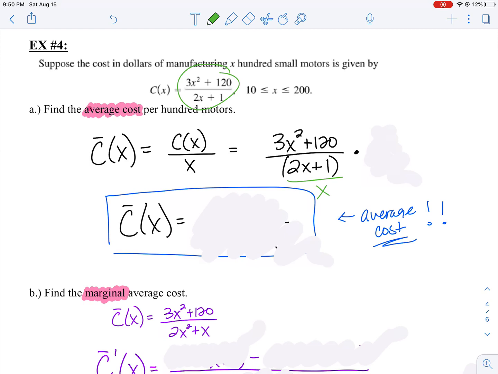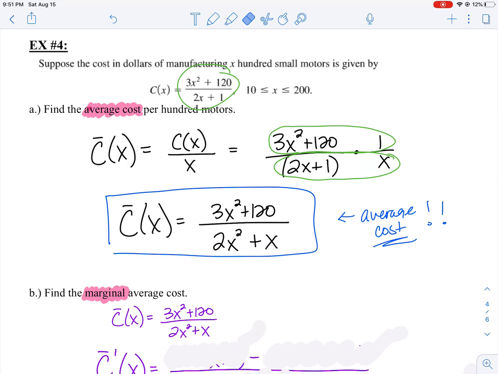But if you look at that, I don't really like it because it's a triple layer fraction. So instead of dividing by x, couldn't I really multiply by the reciprocal, 1 over x? What that would allow me to do is put my numerators with my numerators and my denominators with my denominators into one nice fraction with just one top and one bottom. I would end up getting an average cost of 3x squared plus 120 over 2x squared plus x. I distributed the x through.